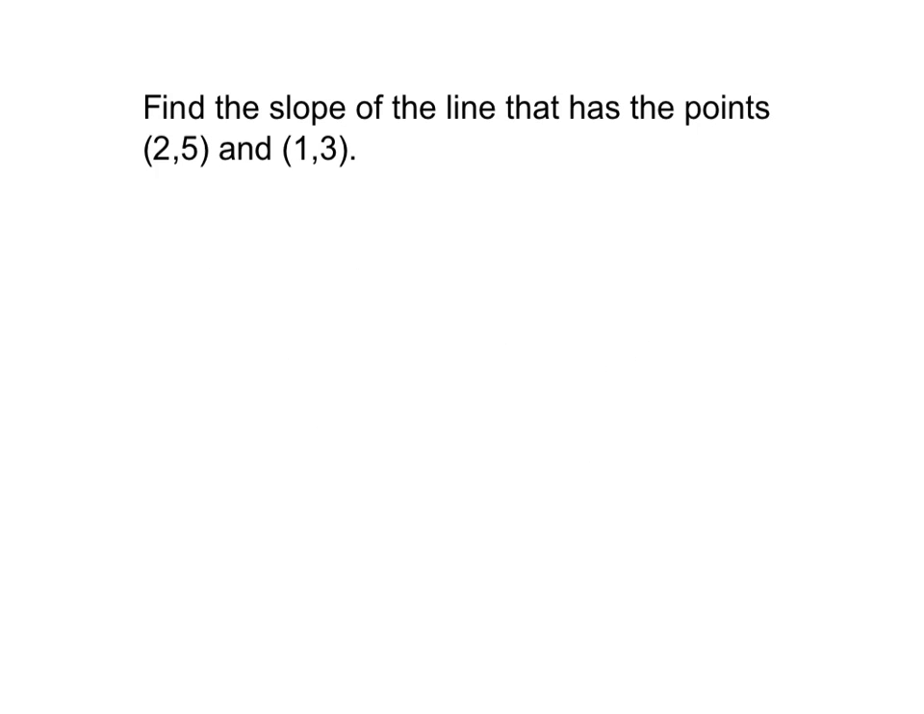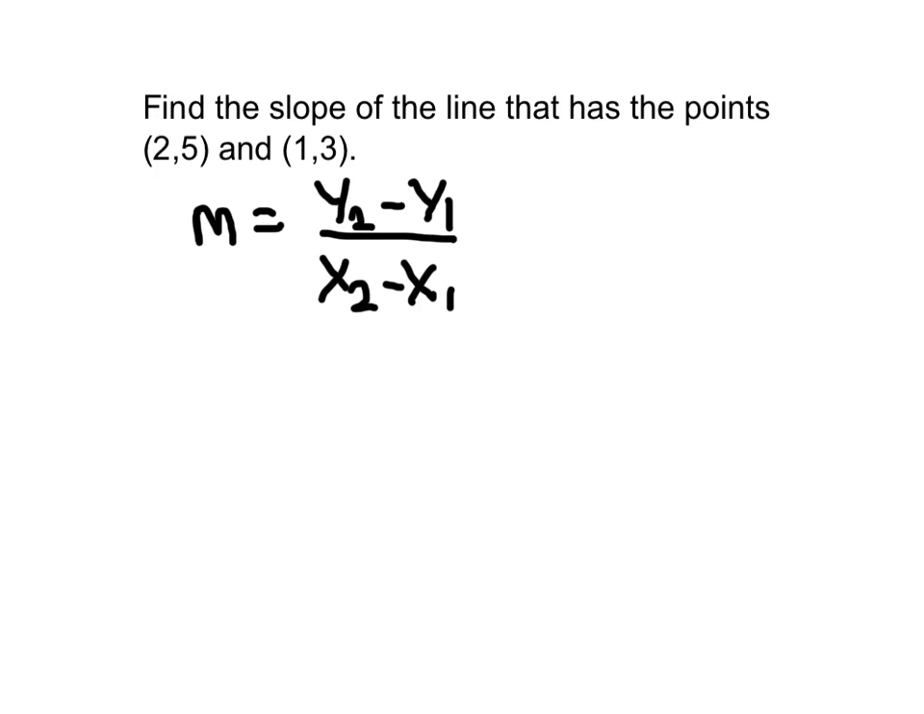All right, here's our first example. Find the slope of the line that has the points 2, 5, and 1, 3. So again, my slope formula is going to equal the two y values subtracted over the two x values subtracted. Well, my two y values are 5 and 3. Now, it doesn't matter which order you subtract as long as you're consistent with it. So let's say that I'm calling 5 the first y value and 3 the second y value. Then I would go 3 minus 5.